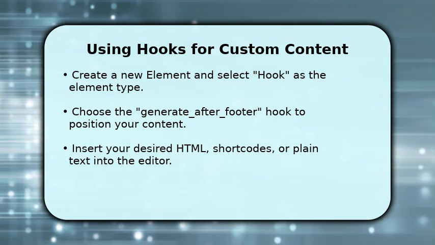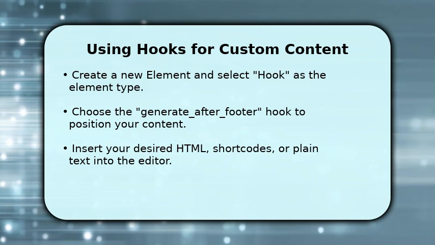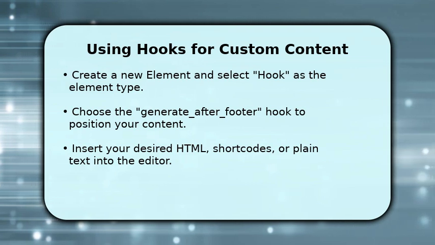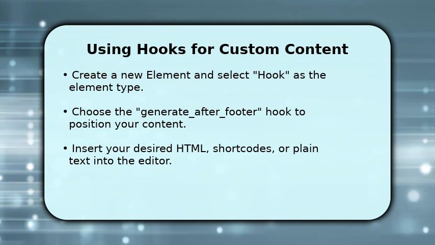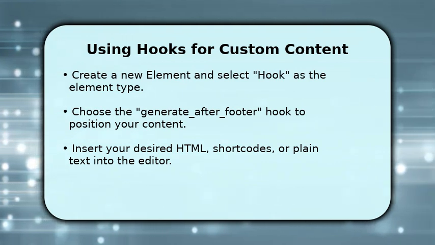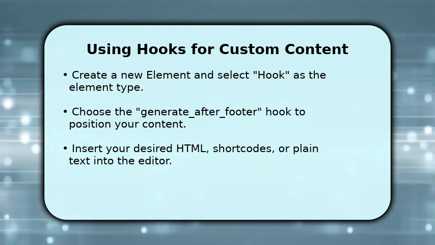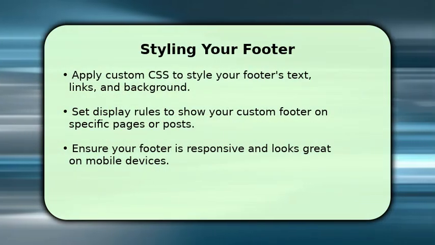To add custom content, create a new element and select Hook. For the footer, choose the Generate After Footer hook location. This ensures your content appears after the main footer area. You can then insert your custom HTML, shortcodes, or even simple text directly into the editor, giving you full control over your footer's appearance. Once your content is in place, you can style it using custom CSS.